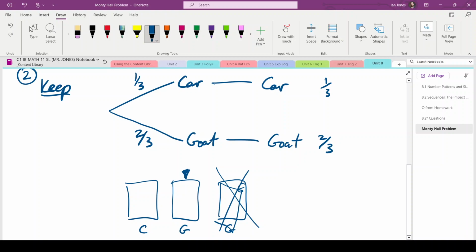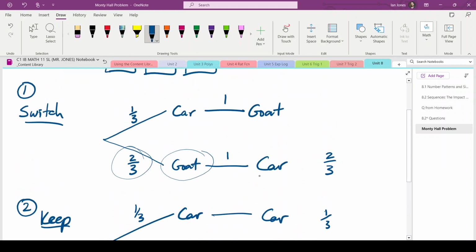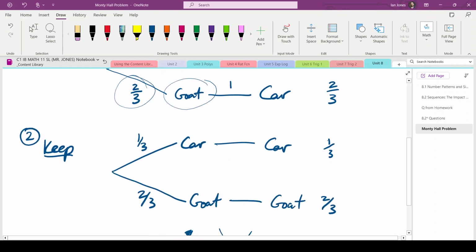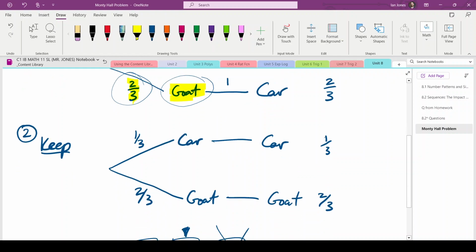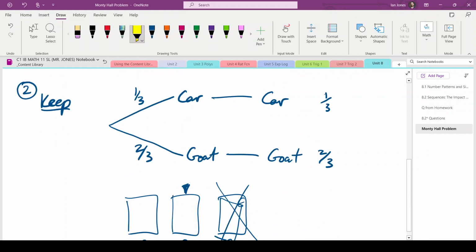Okay, so keeping the choice, we have a 1/3 chance of having the car. Switching, we have a 2/3 chance of getting a car, so switching is obviously better. Why? Because we're more likely to have the wrong outcome to start with. So keeping that wrong outcome isn't so good.